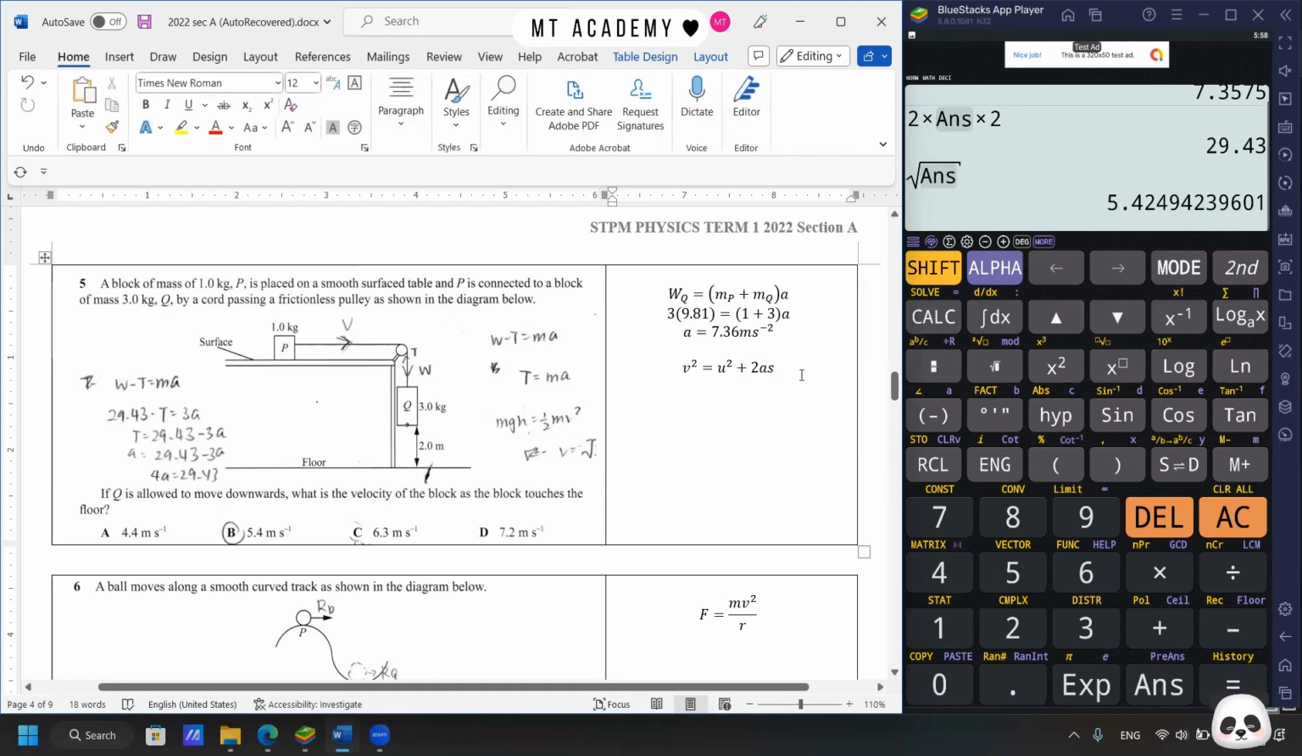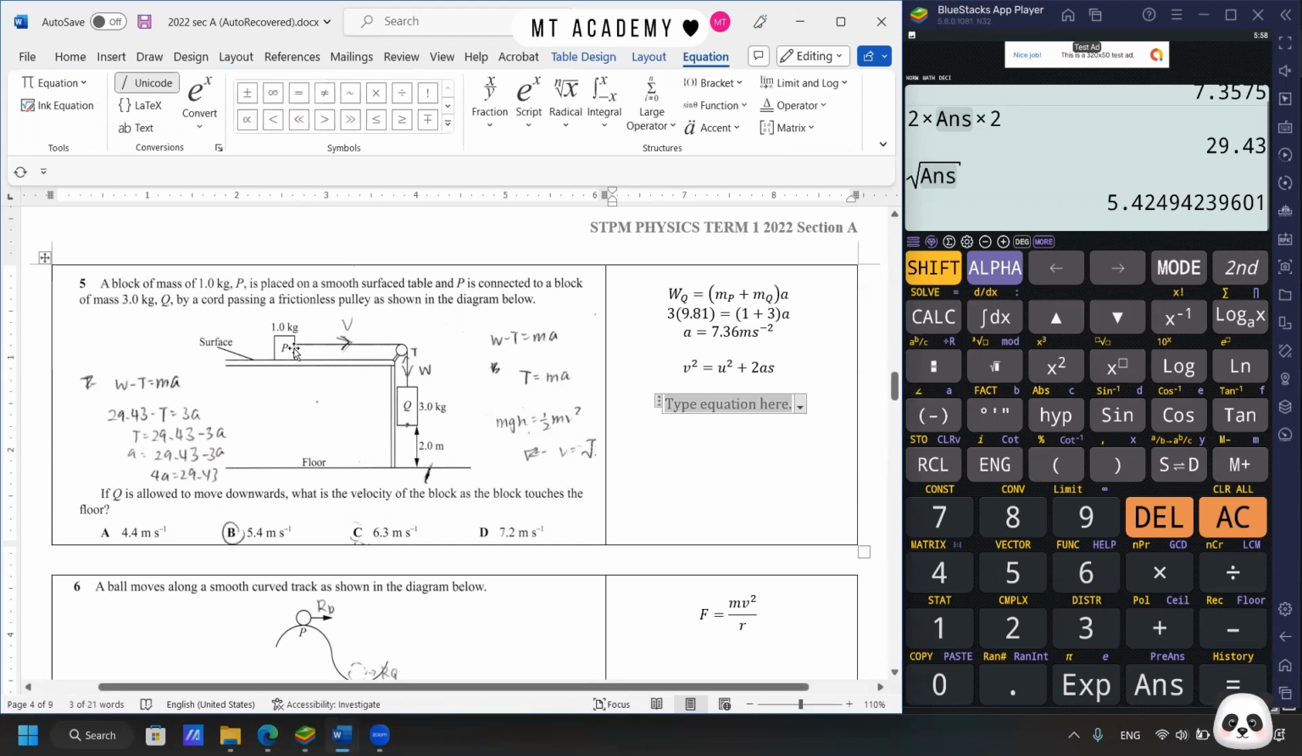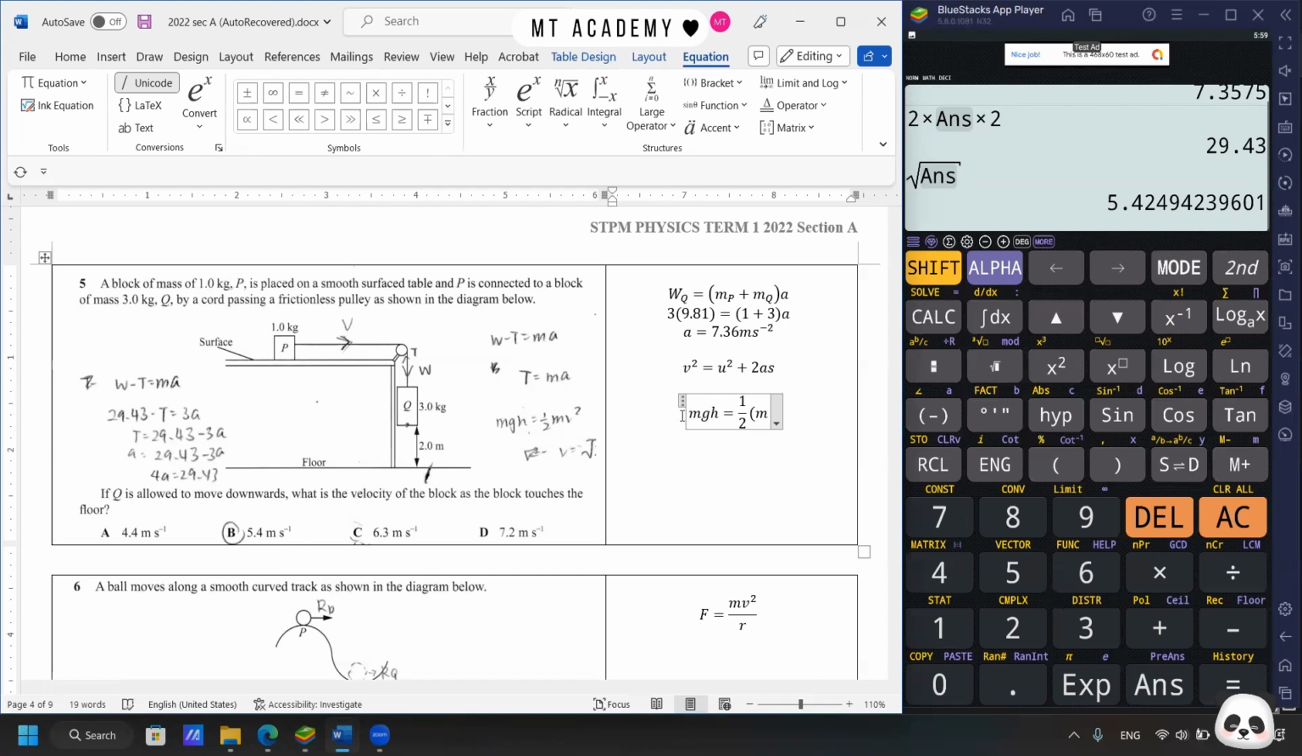From here, we can apply the conservation of energy. Here we assume that P is still on the surface. This is a very important assumption when we want to apply the conservation of energy. So we assume that P is still on the table, so the potential energy of P is constant. What we have is that the change in potential energy of Q, which is mgh, is equal to the change in the kinetic energy of P and Q, half mv squared. Since they are moving with the same speed, we would have mP plus mQ.